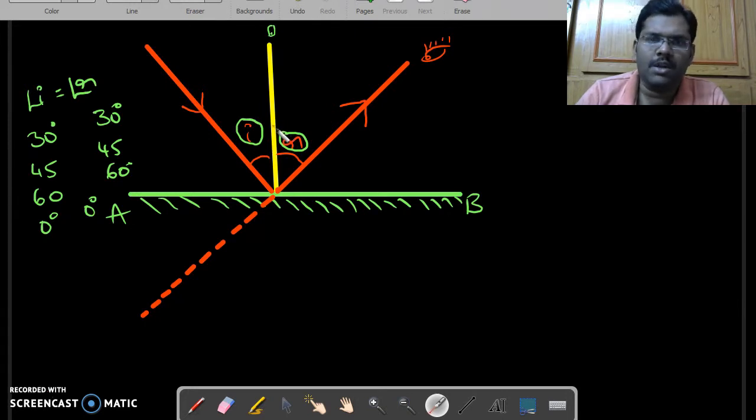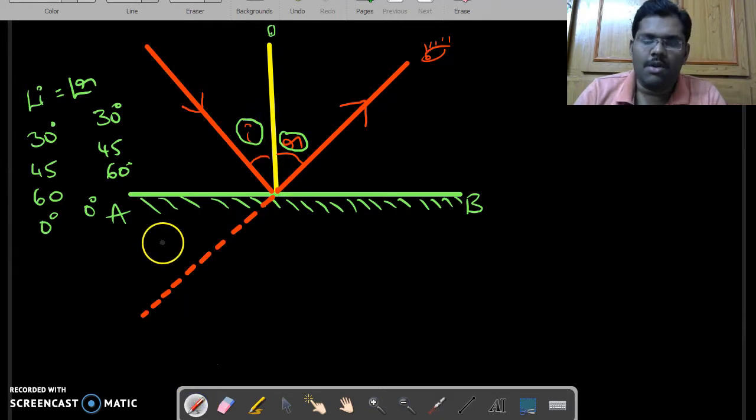Any type of reflection, whether it is irregular or regular, whatever it may be, if we see the word reflection, then the angle of incidence will be exactly equal to the angle of reflection. Either it is a curved surface or a spherical surface, whatever it may be. If it is reflection, then the angle of incidence will equal the angle of reflection. So that is the first law.